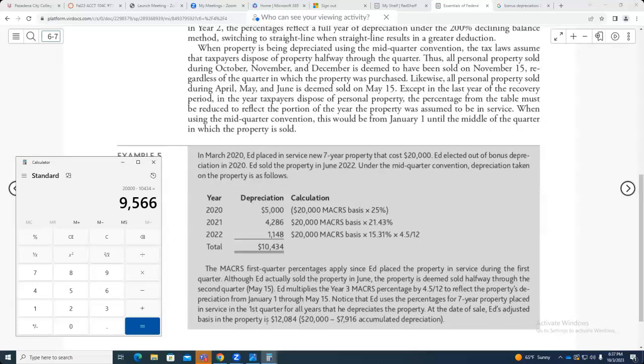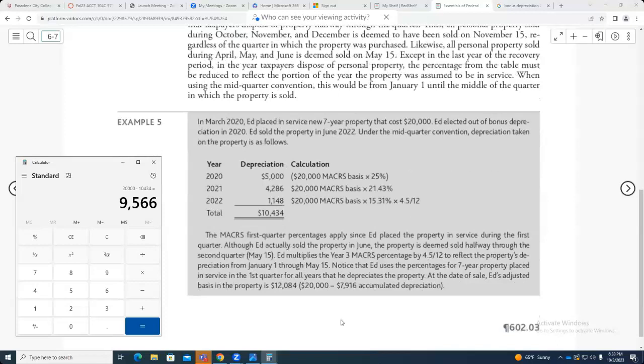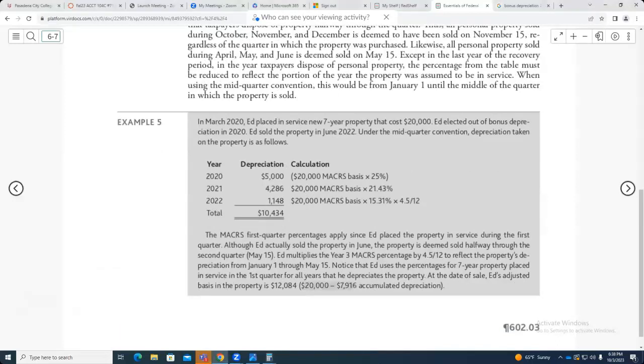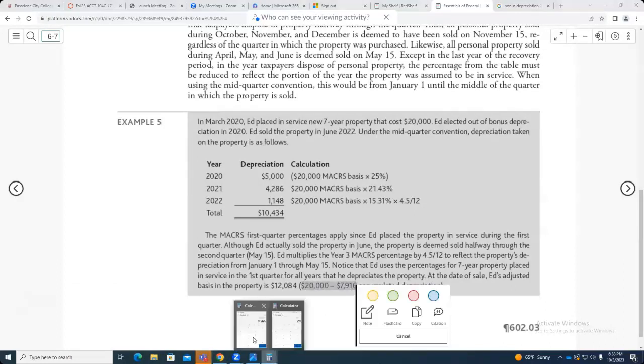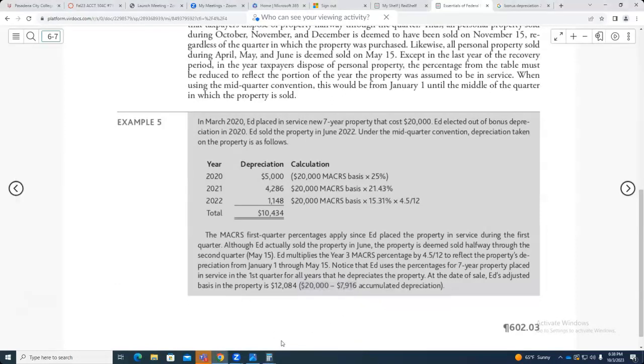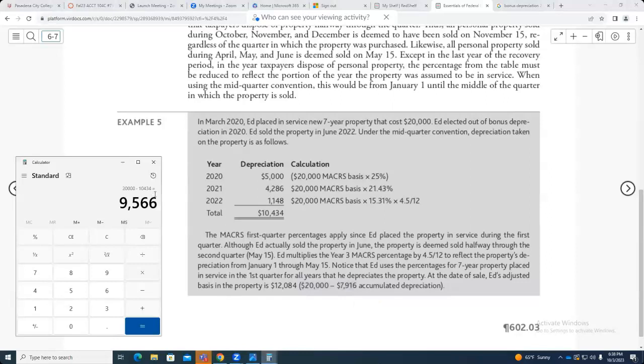At the date of sale, Ed's adjusted basis in the property is 12,084. Why is it 7,000? I don't understand why it is 12,084. $7,000 accumulated depreciation. I don't know why that is. Shouldn't it be 20,000 minus 10,434? Yes, that's what I put in the calculator, right? Yeah. 20,000 minus 10,434. So I think this is a typo or something. So this is wrong. Mine is better.